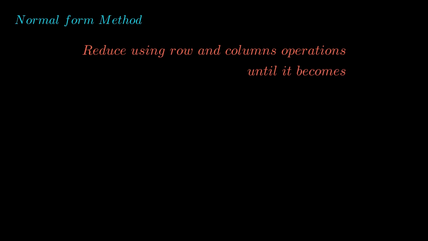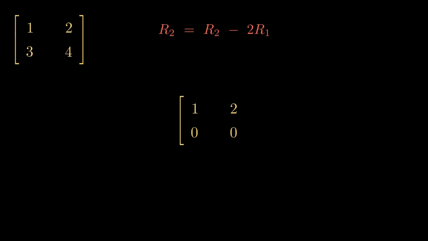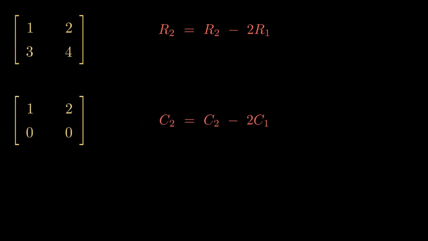The normal form method. This one is better than the last one, but still not that good. We perform row and column operations until we get this form, consisting of all zeros except for the first element. Here is an example which you can look at closely. At last we got the form we needed and found the rank to be 1.